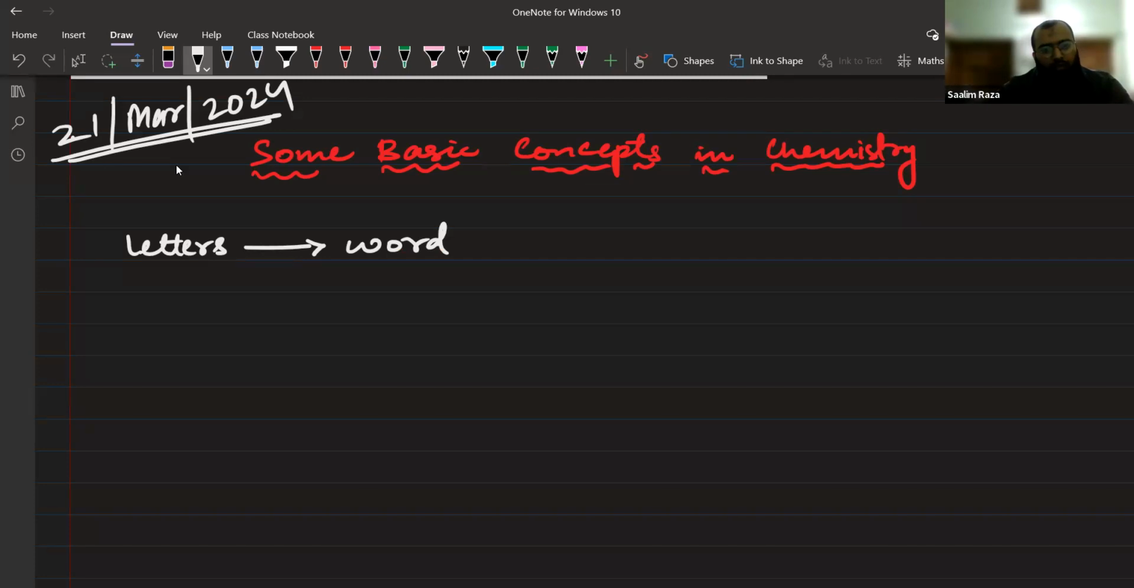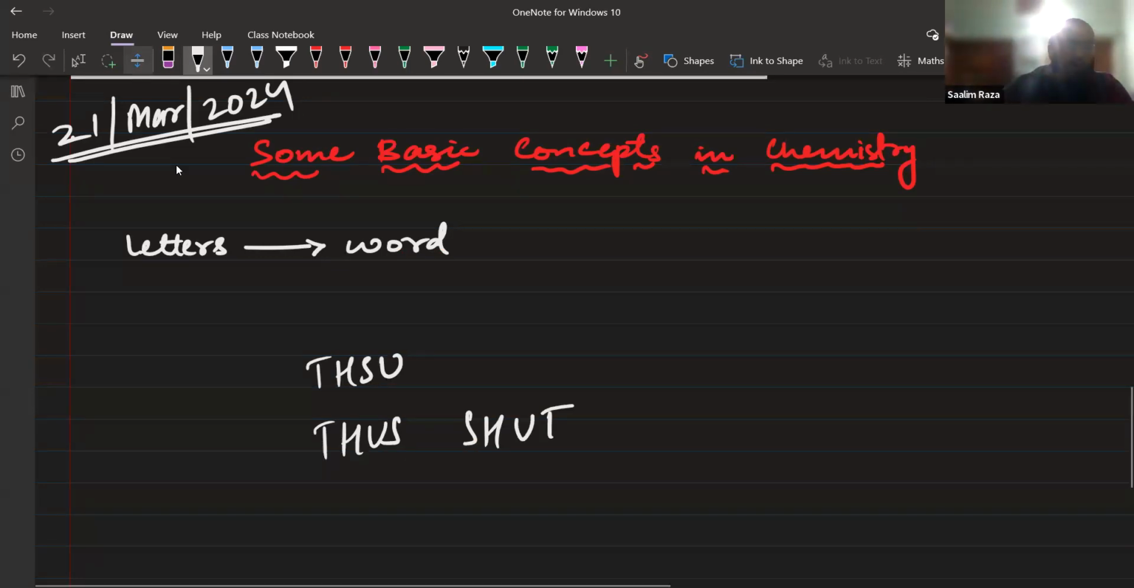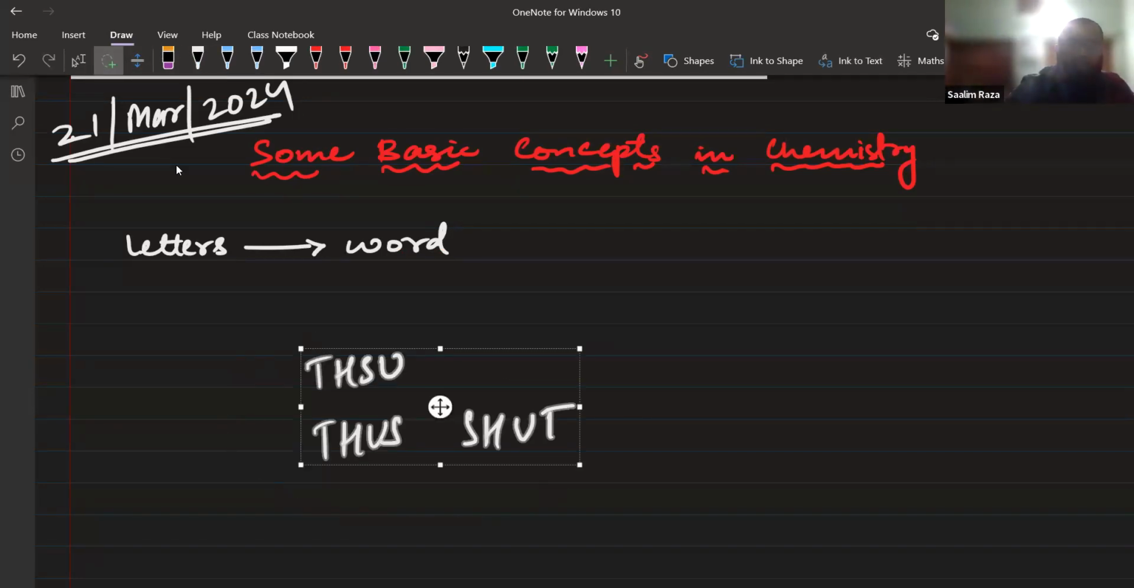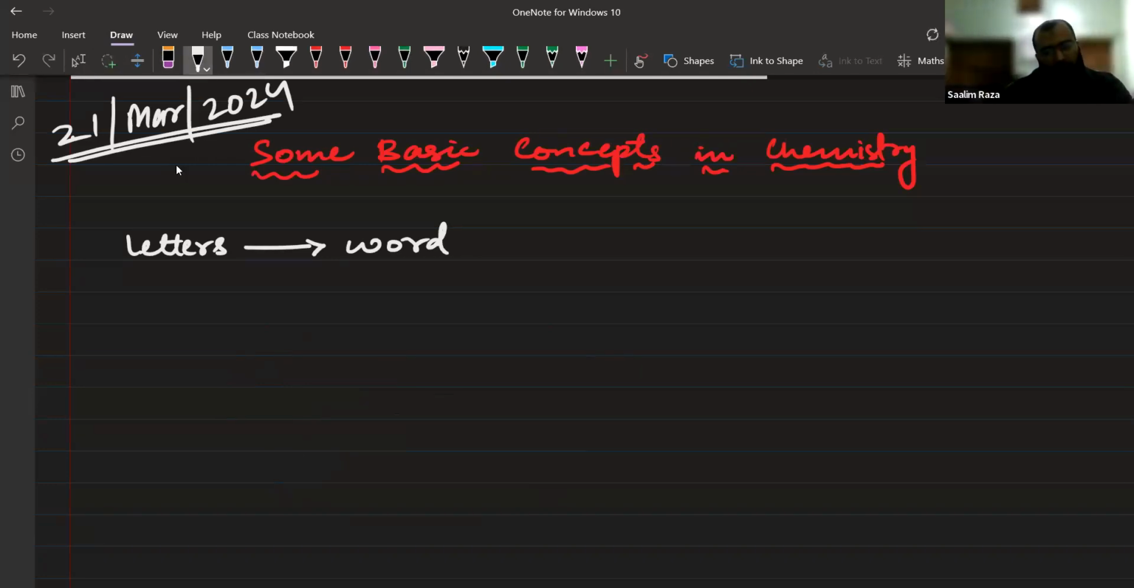For example, if you have THUS, this makes sense. If you have SU, let us suppose, this does not make sense, but THUS makes sense. SHUT makes sense, right? So a proper combination of letters will give you a word, and a proper combination of words will give you sentences.